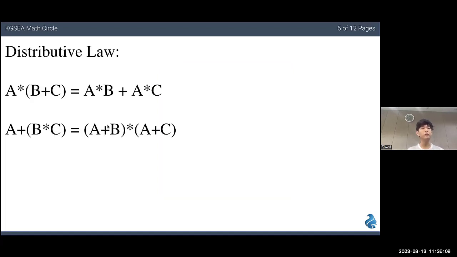The next one is the distributive law, and unlike normal algebra, both AND and OR can be distributed. The first one is the AND distributive law, which simply says A AND (B OR C) returns (A AND B) OR (A AND C). And the second one says that A OR (B AND C) returns (A OR B) AND (A OR C).